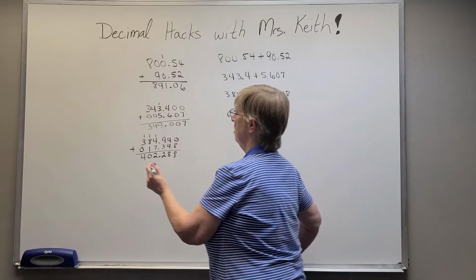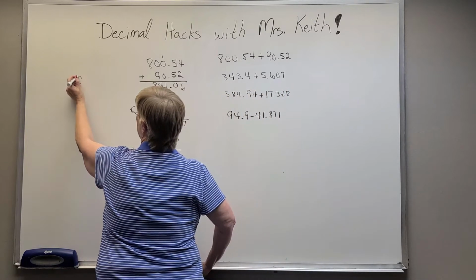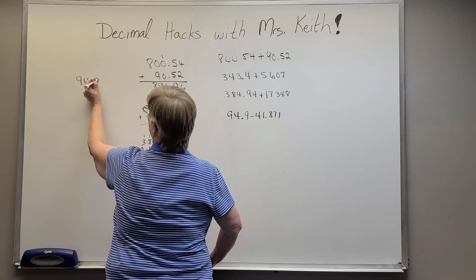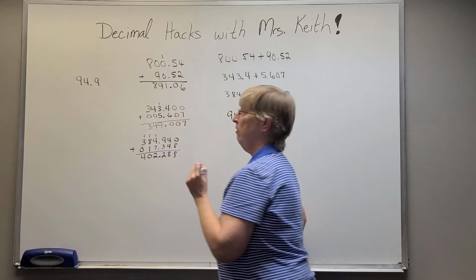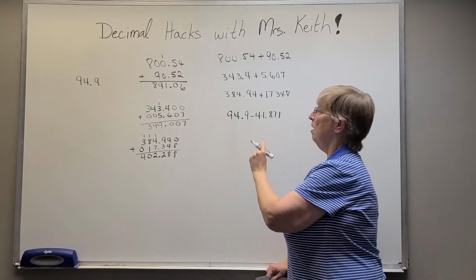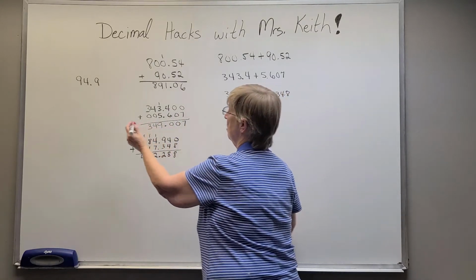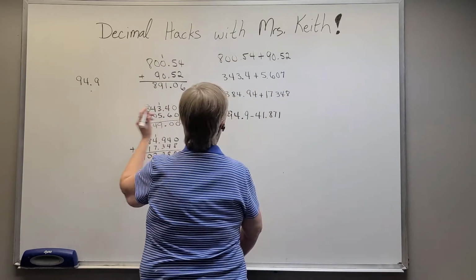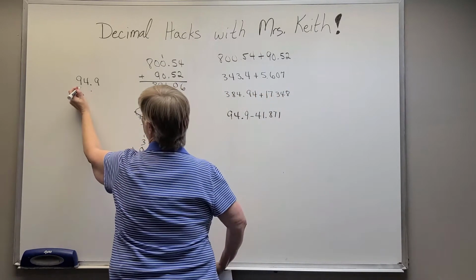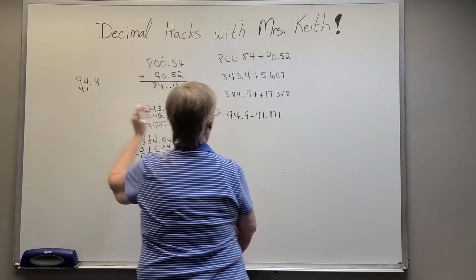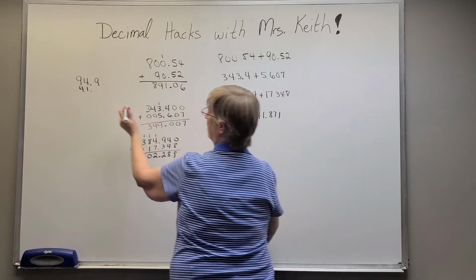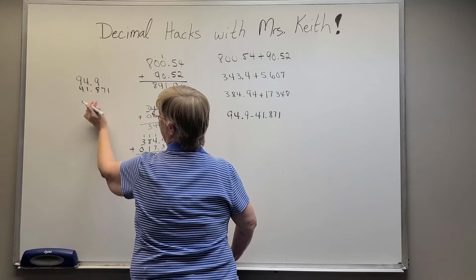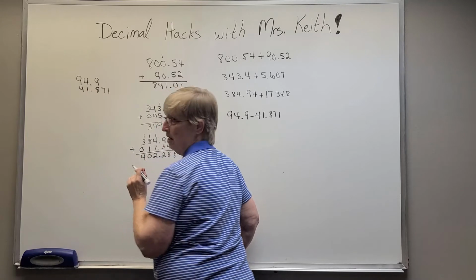So we're going to go over here and do our subtraction now. 94.9 minus, now remember the other thing is we want to line up the decimal, okay? So if our decimal is here, then we've got two numbers in front of it, 41, and we've got three numbers behind it, 871. Notice I put the 8 under the 9 because that's the first digit to the right of the decimal.